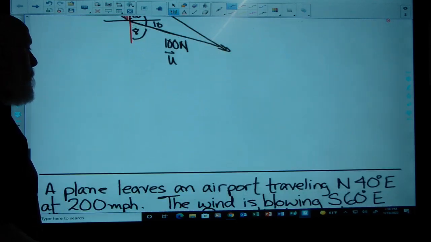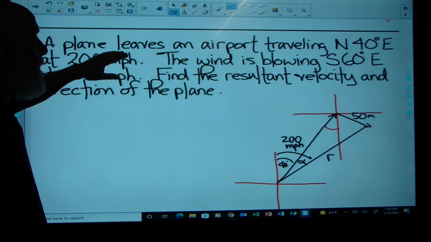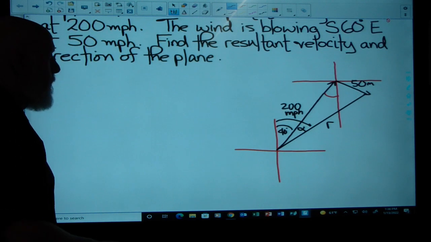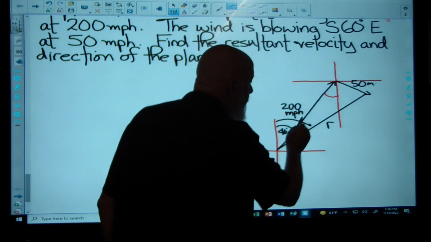A plane leaves an airport traveling north 40 degrees east. So here's where I'm leaving from. North 40 degrees east. That's the plane right there.